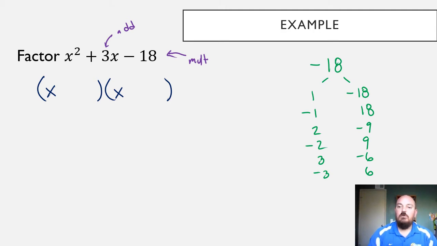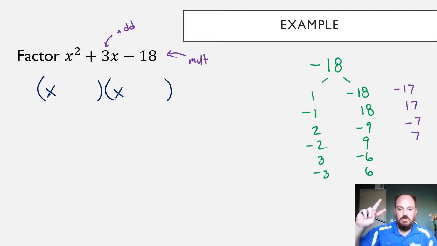The top one, positive 1 plus negative 18 would be negative 17. That's not the one I'm looking for, because remember, if you look back at our original problem, I'm looking for the two numbers on this list that add up to positive 3. Okay, the next one down, negative 1 plus 18 would be positive 17. Neither of those work. Okay, the next one, 2 plus negative 9 is negative 7. Nope. Negative 2 plus positive 9 is positive 7.